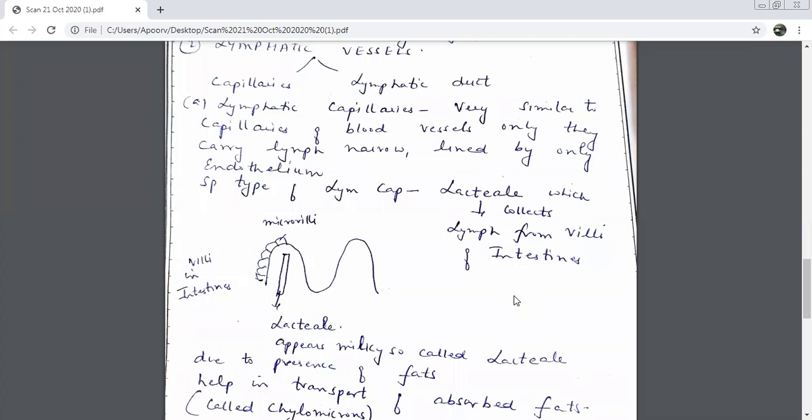Blood plasma has proteins, whereas lymph has no larger proteins. Lymph does not contain platelets, whereas blood does. Excellent. Anything else? Blood has WBCs, but lymph has only lymphocytes. Very good. Most of the WBCs are present in the blood, but only one type of WBC is present in lymph, and that is lymphocytes. Very good.